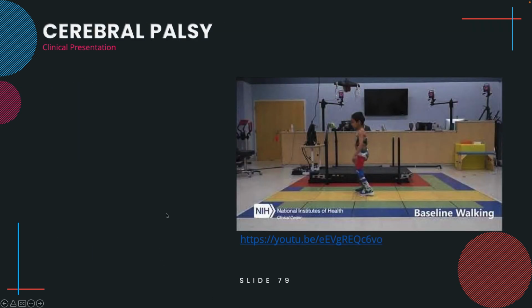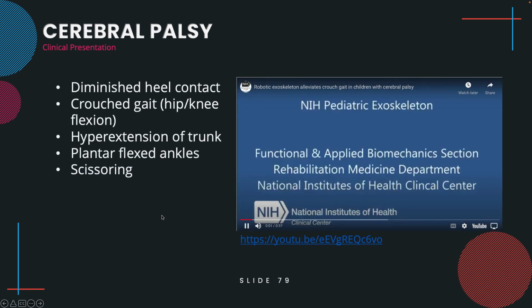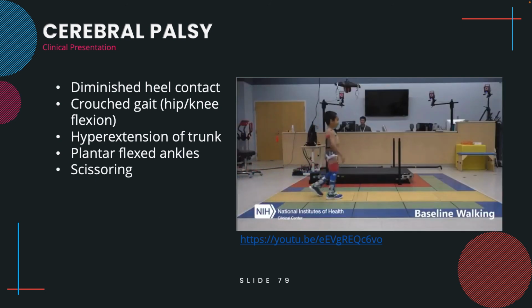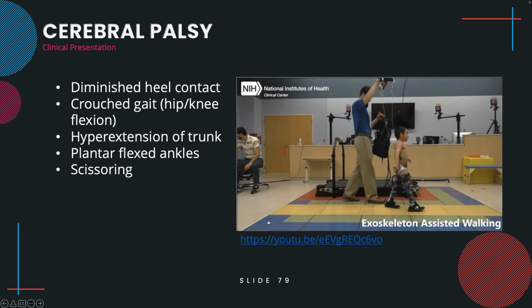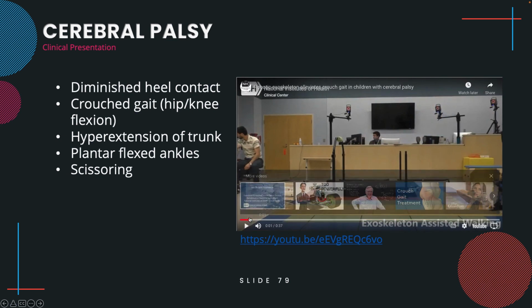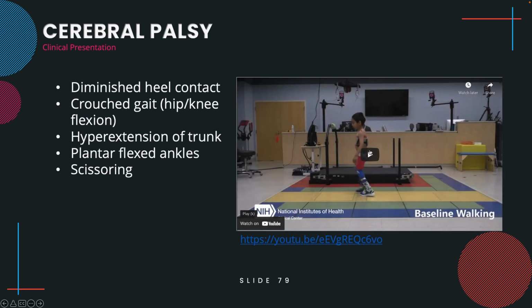So then we're going to revisit this video to talk about cerebral palsy. Oftentimes in these people, we'll see diminished heel contact because they get that crouched gait. We'll see hyperextension of the trunk where they are trying to keep their center of mass over their base of support because of how much they're crouching. We may see plantar flexed ankles because these kids or adults often present with a lot of spasticity. We also see scissoring because of that spasticity. But we also may see excessive dorsiflexion because of the crouching.